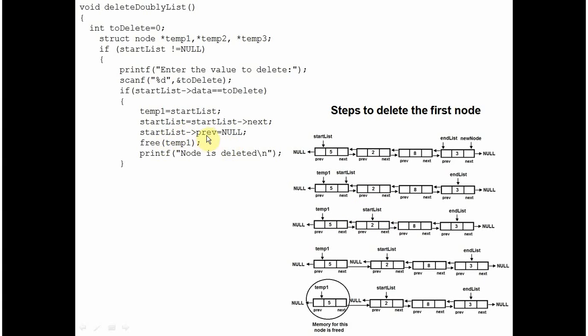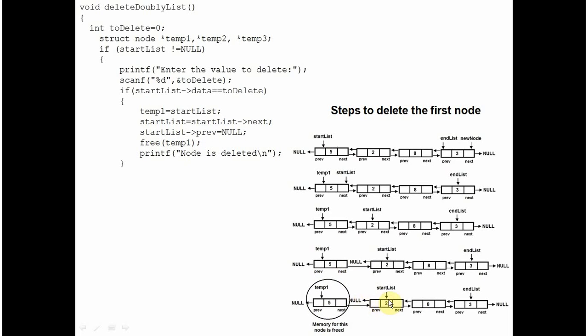After that, the previous member of start list is set to null. See, the previous member of start list is pointing at this temp1. Because you want to detach this node, you want to delete this node, the previous member of start list is set to null. Can you see that? After that, you are freeing up the memory allocated to temp1 node. So you are freeing up this memory.